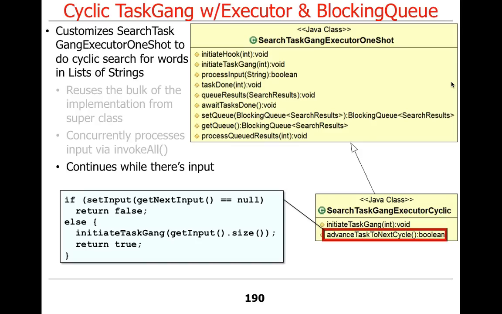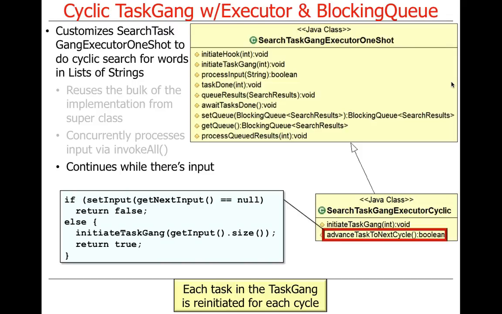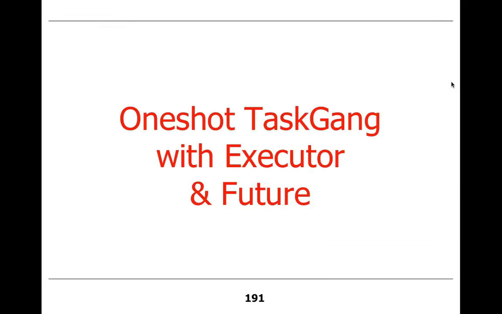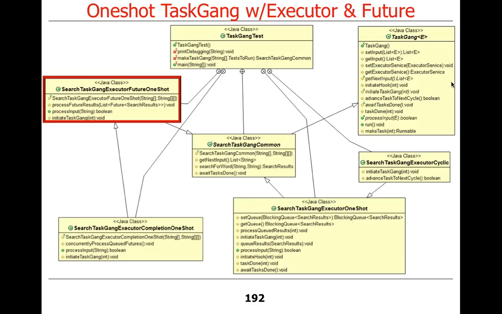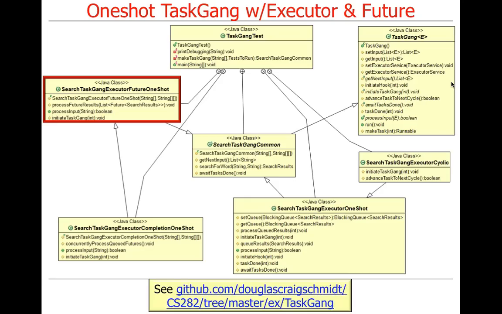So what we do is we go ahead and get the next input. If it fails, of course, we're done. If we have more input, we call initiate TaskGang again. And the cool thing about this is that it gets reinitiated for each cycle, so the whole thing starts over. And you could make the size grow as you saw fit, because there's no need for it to be fixed. All right, that's the second version. The main thing it did to the first one was use invokeAll to invoke all the elements in a collection.